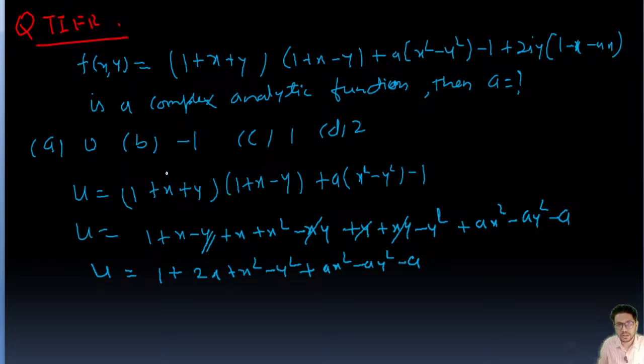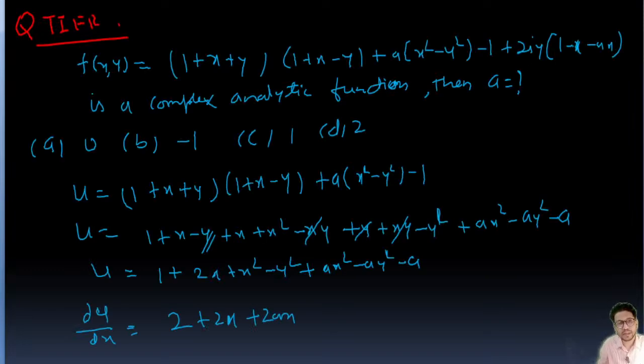We know it is an analytic function, so it will satisfy the Cauchy-Riemann equations. The first condition is du over dx equal to dv over dy, and the second condition is du over dy equal to minus dv over dx. So we first find du over dx, differentiating with respect to x: 2 plus 2x plus 2ax. Other terms are constant.